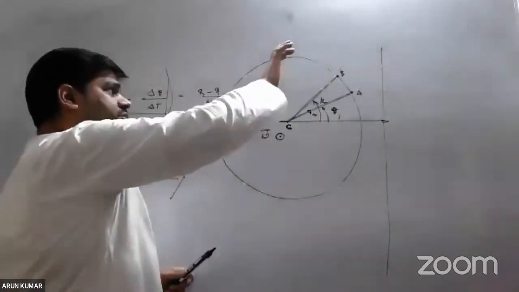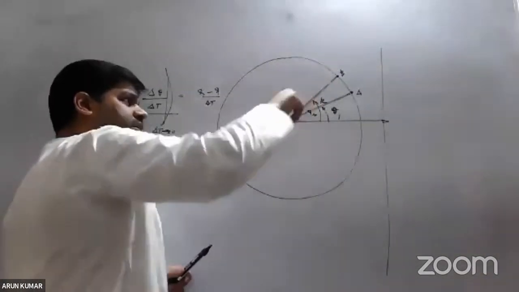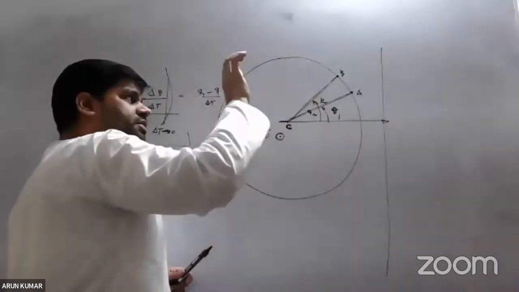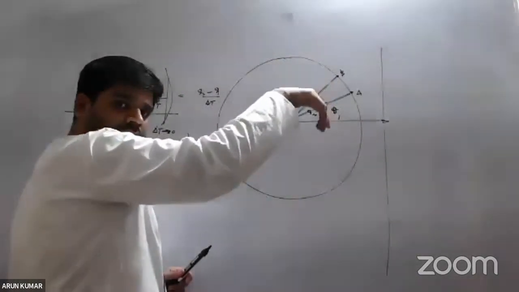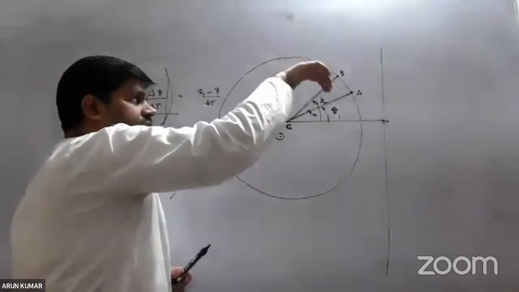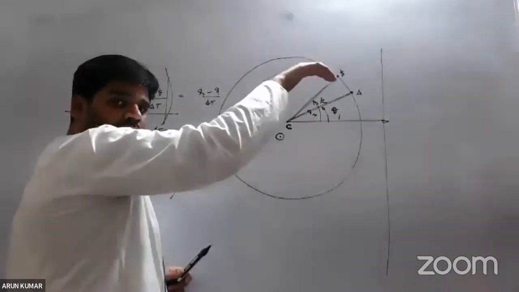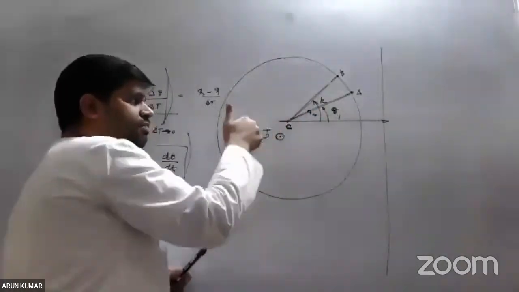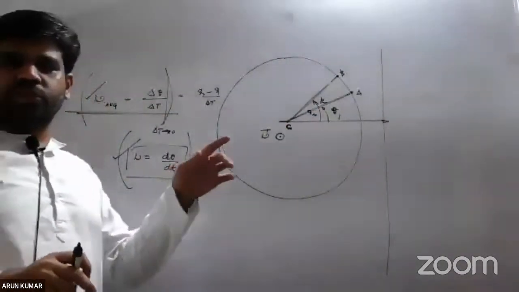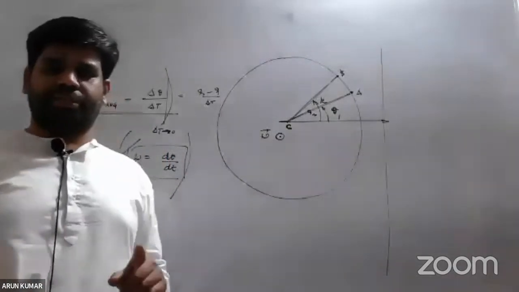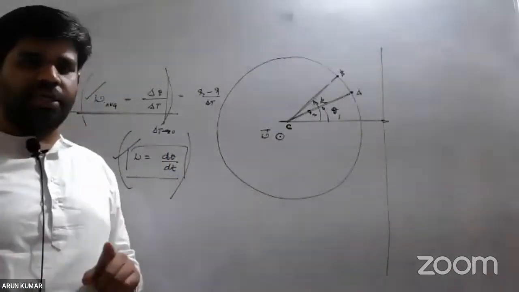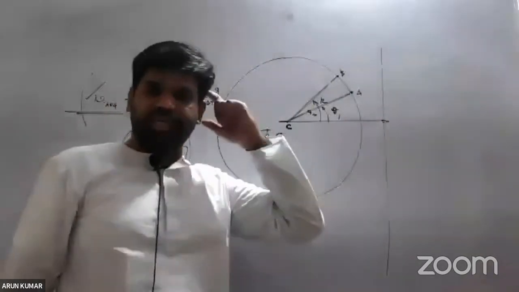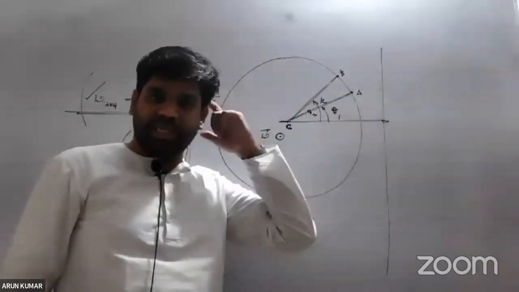If my particles are going from B to A, clockwise, and my fingers are curled in the sense of motion of the particles, from B to A, my thumb points inwards. So omega is inwards. Omega is either outwards or inwards. Omega is an axial vector. It is not like linear velocity, which can be in any direction. But it's an angular velocity.